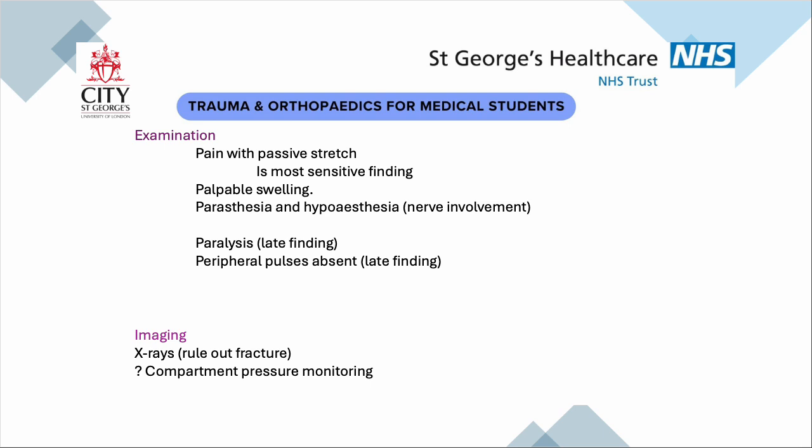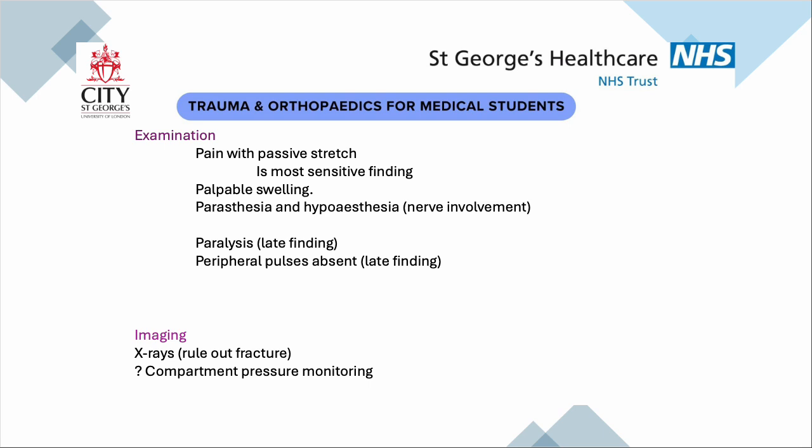the operating room. This will tell you what the pressure in the compartment is, and there's a formula which basically states that if the difference between your compartment pressure and your diastolic pressure is less than 30 millimeters of mercury, you've got compartment syndrome. Unfortunately, this is a really, really unreliable finding. So don't use this as your diagnostic tool.